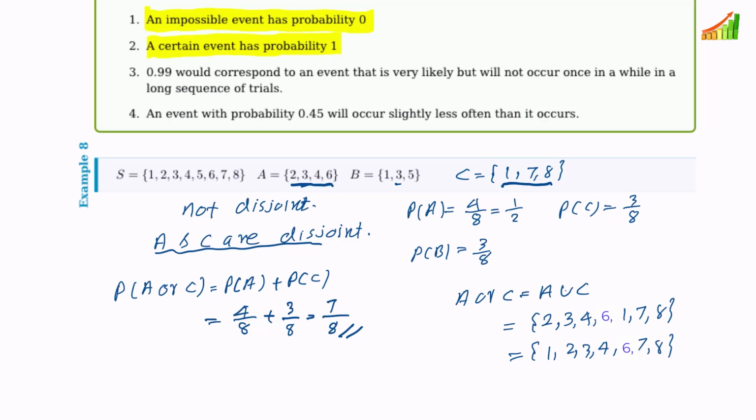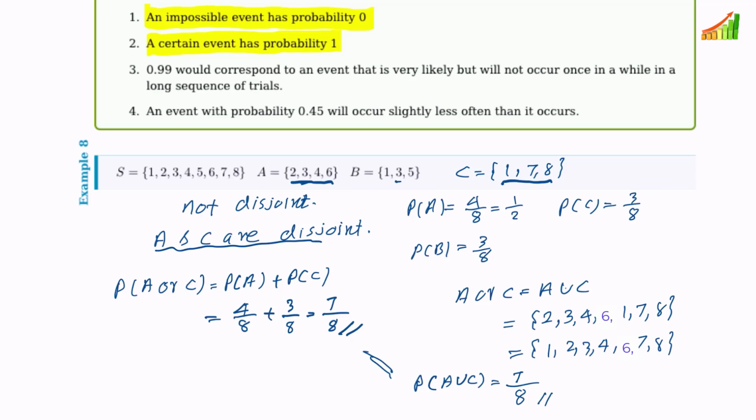How many elements in A or C? Let me write down probability of A union C equals 7 elements, all total in S is 8, therefore 7 over 8. You see both are the same. This is true because A and C are disjoint.